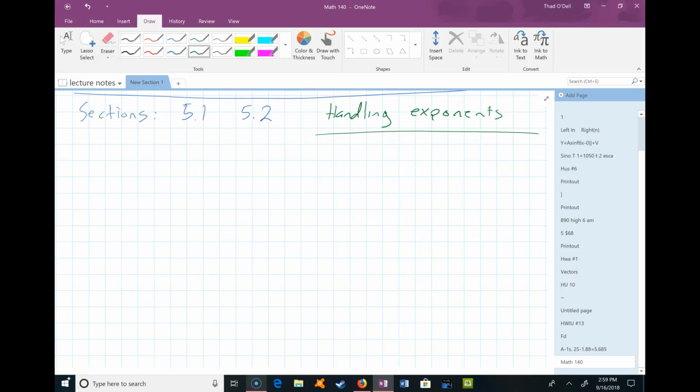So the way this class, Math 140, is broken down is we're going to spend the first 2 or 3 weeks talking about simplifying and evaluating expressions. So we really want to make sure you understand the difference between an expression and an equation.